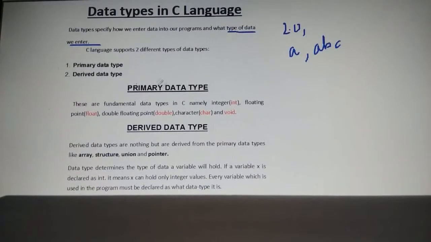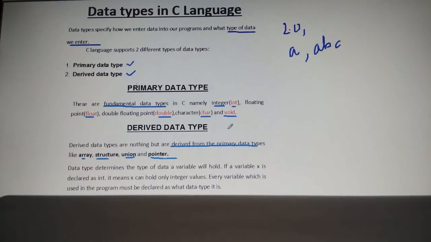So there are two types of data types: the primary data types and the derived data types. As the name suggests, the primary data types are the basic ones and they are known as the fundamental data types. In the C language, they include integer, which is represented as int, floating point, which is represented as float, double floating point, which is represented as double, character, which is represented as char, and the null type, which is represented as void. The second category is the derived data types. Derived data types are derived from the primary data types, that is, they are constructed with the help of primary data types, such as arrays, structures, unions, or pointers.